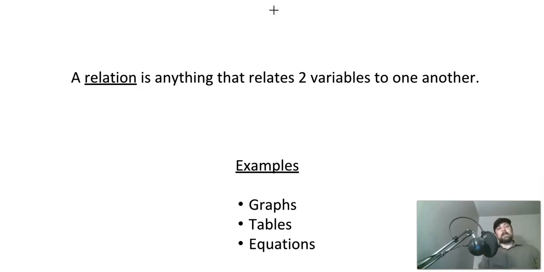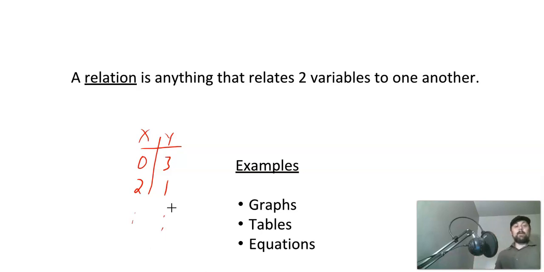A table does the same thing, except in tabular form, so it would look something like this, and you might have like 0 going with 3, 2 going with 1, etc. This is a relation because it's showing you how the x values connect or relate to the y values.